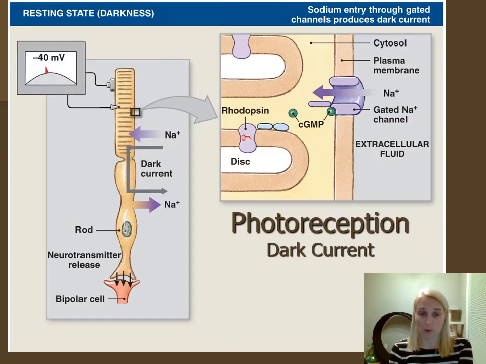Even though they're only showing rods, it's going to be the same thing with cones. We'll talk about that in color vision at the end. So we have to set up the resting state. Now, we have some prior knowledge from chapter 12 in neurophysiology, right?